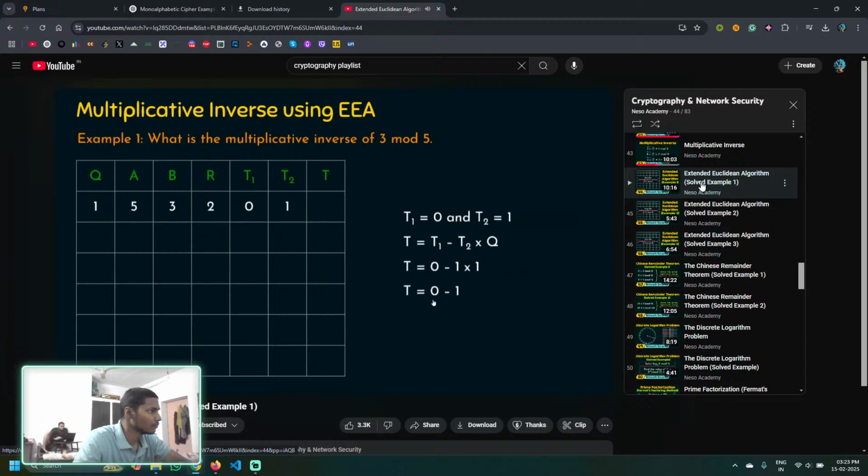So when we evaluate this, we get 0 minus 1. Finally, we get T is equal to -1. I'm going to place this value here. So we get T is equal to -1. So the first row is over.